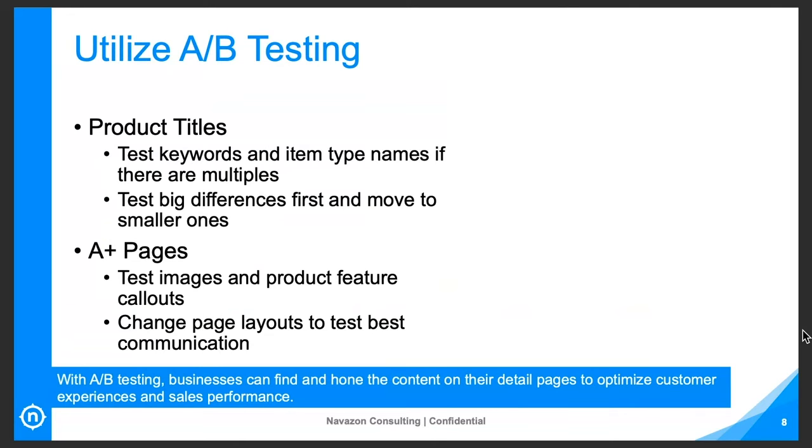So just another thing on utilizing A/B testing, it's now opened up for product titles and A+ pages, and we highly recommend running as many A/B tests as you can on your product titles. Not every product in your catalog is eligible. Only products that have the highest traffic, so that it can be a valid experiment, are eligible for A/B testing.